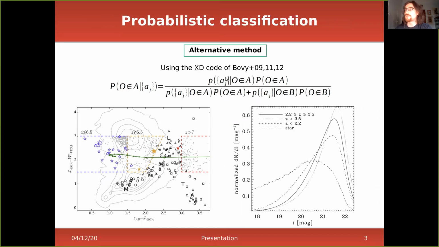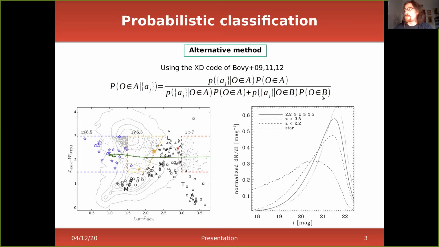In our case, we're talking about relative fluxes multiplied by a prior that in our case is just the J-band magnitude distribution, so the magnitude distribution in the detection band. And this is normalized by the total probability of this object being either a quasar or a contaminant.